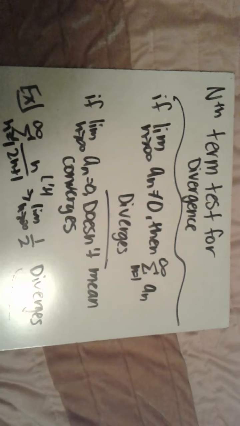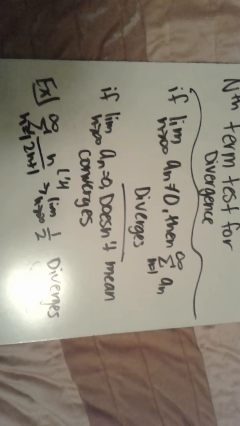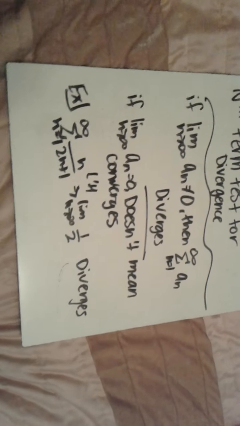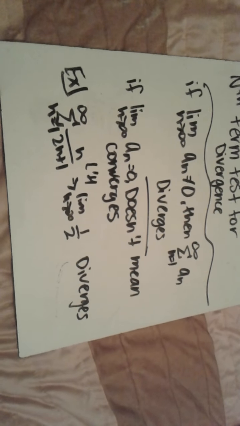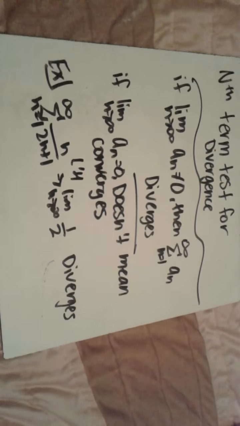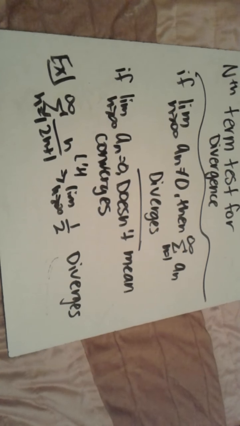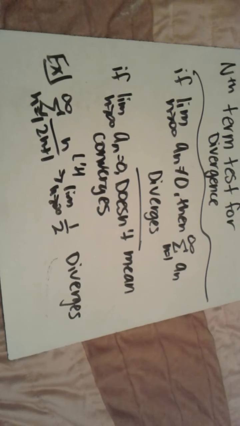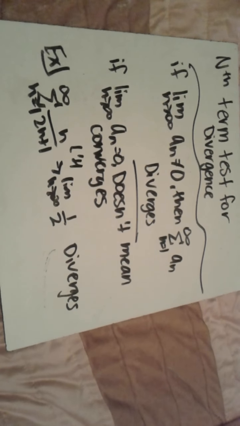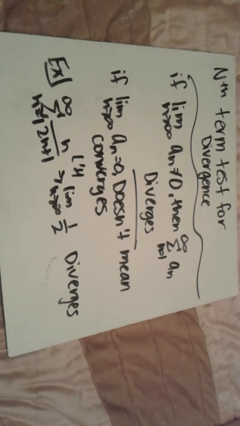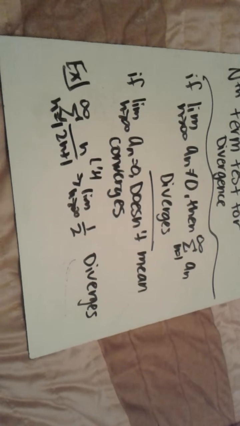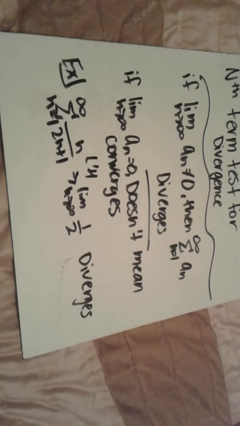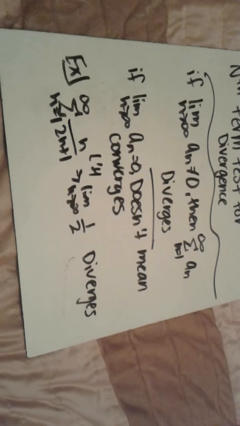Another test used would be the nth term test for divergence. For the nth term test, you need to know that if the limit as n approaches infinity of a of n is not equal to 0, then the sum from n equals 1 to infinity of a of n diverges. But if the limit as n approaches infinity of a of n does equal 0, then that doesn't particularly mean that it converges.